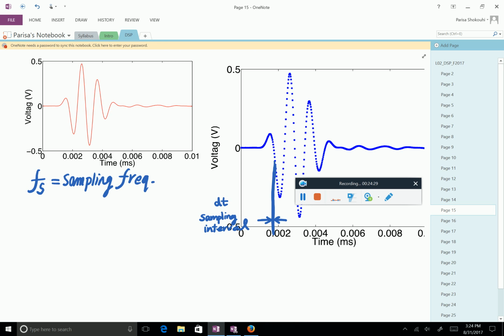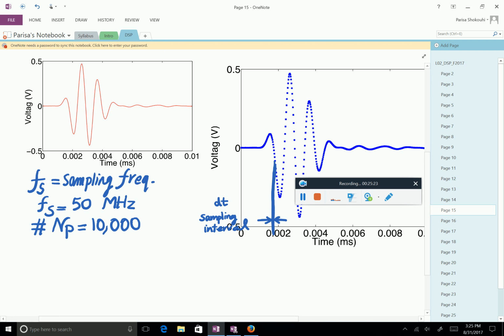I am old enough to remember that these were in the kilohertz range, and now almost every piece of equipment comes in megahertz, 10 megahertz. Mine is now 250 megahertz. Now it's much cheaper and much easier to have that. So that's the sampling frequency. For this particular signal, the sampling frequency is 50 megahertz. And each signal has 10,000 data points. That's the number of data points.